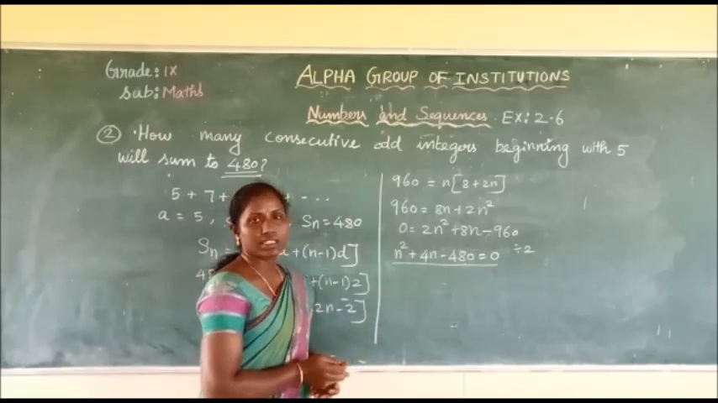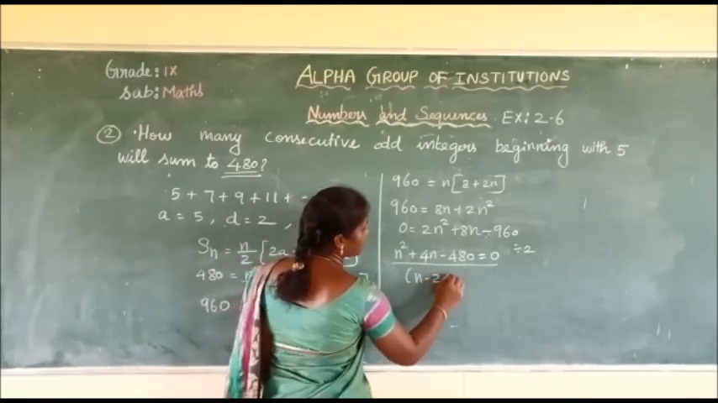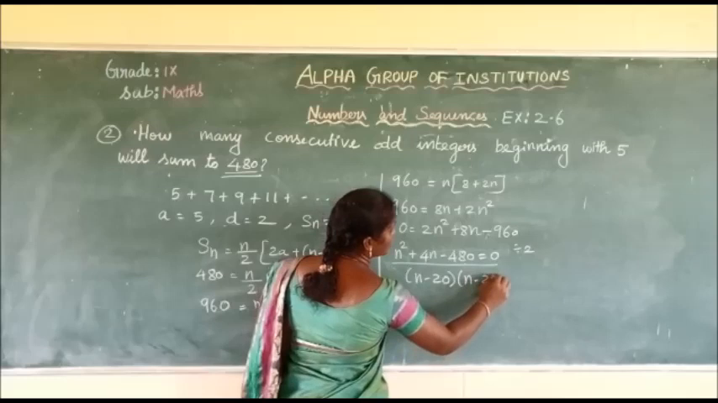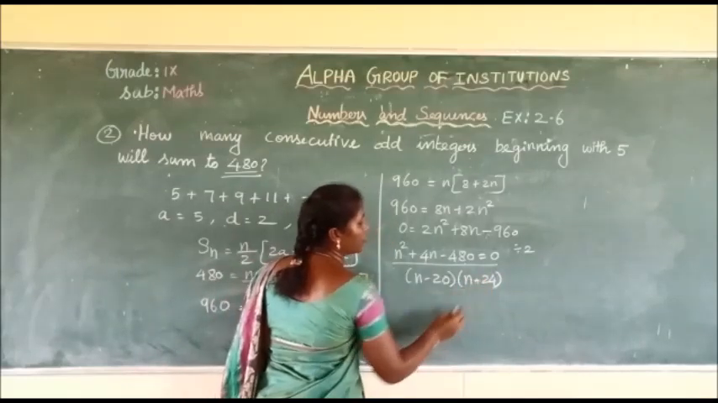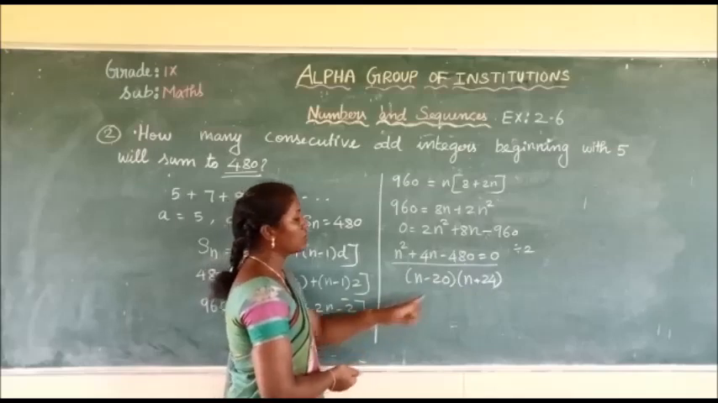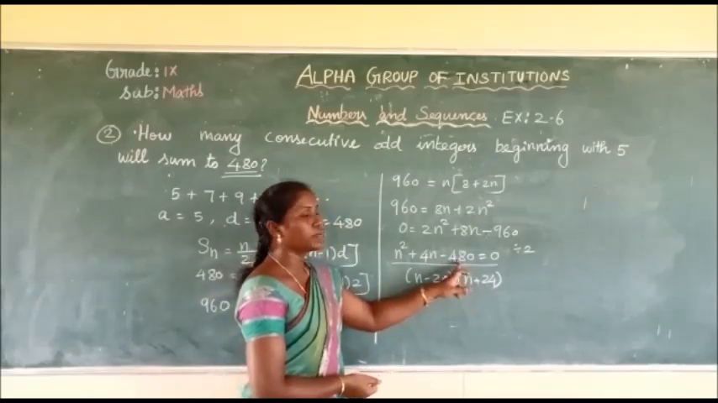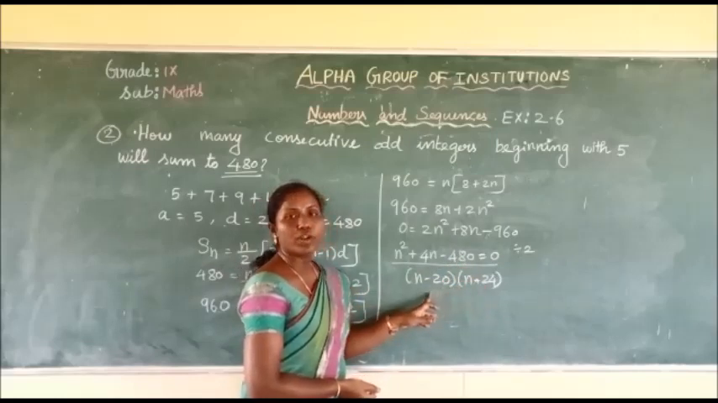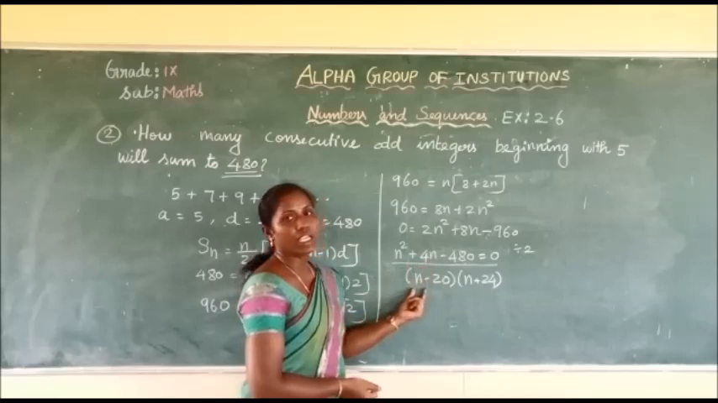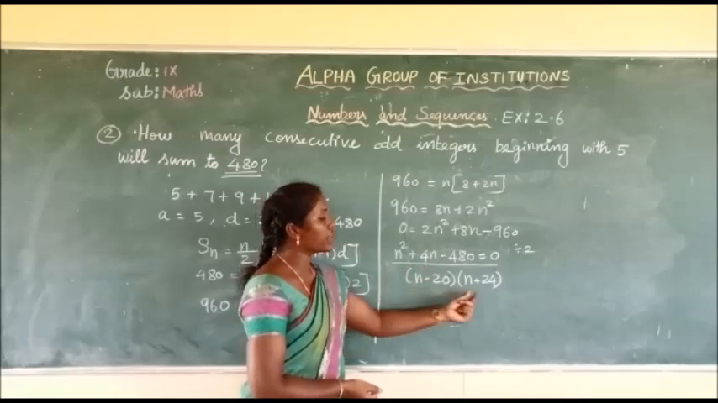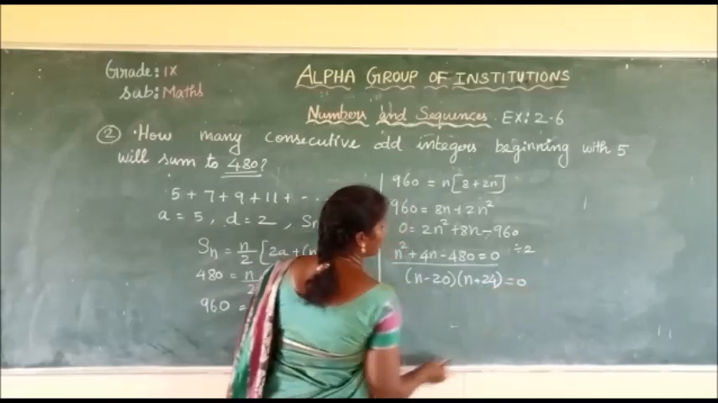So what are the factors? Here the factors are n minus 20 and n plus 24. These are the factors. See, 20 into 24 is 480, with plus into minus giving minus 480. If I subtract 24 and 20, the value is plus 4. So the factorization of this quadratic equation is n minus 20 into n plus 24 is equal to 0.